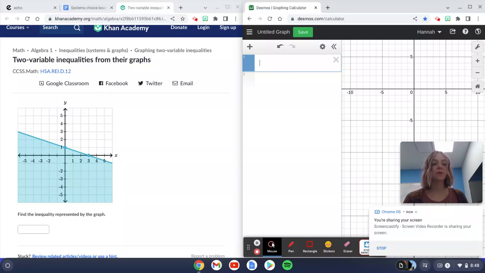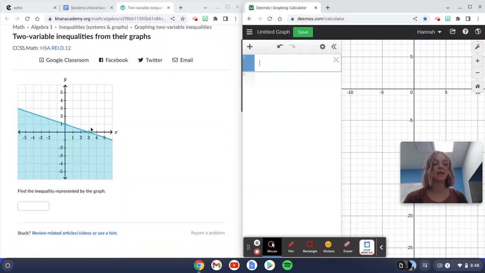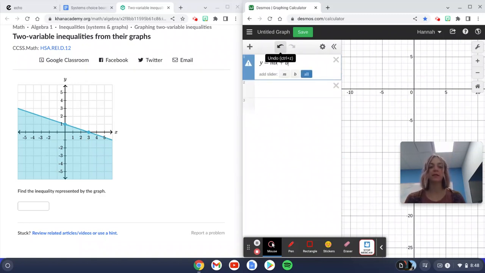This one's called two variable inequalities from their graphs. And we have a graph. It says find the inequality represented by this graph. So we're going to use the general form of y equals mx plus b. Now, since this is an inequality, and we know that because there's shading, this equal sign is going to turn into an inequality sign, but we'll worry about that later.